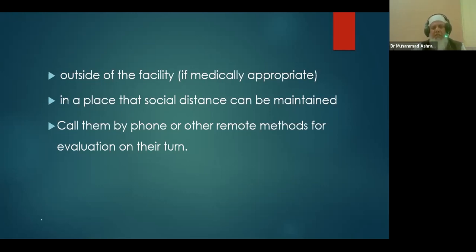But then, what is the other important thing? There should be a call system. We should be able to call them by phone or other remote method for evaluation on their turn. So we should have communication with them. In the respiratory area we can call them, but how will we call them in the vehicle, or when they are standing outside maintaining social distance? We should establish some system like a phone or other remote method so that we can call them when their turn comes for evaluation.